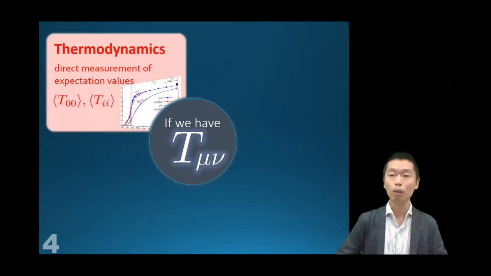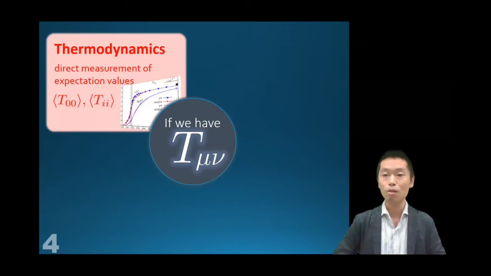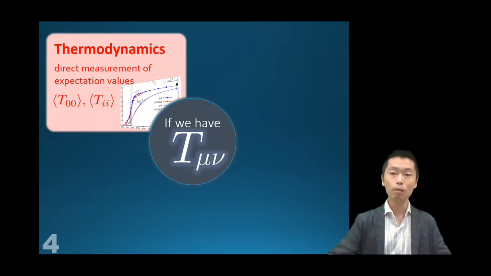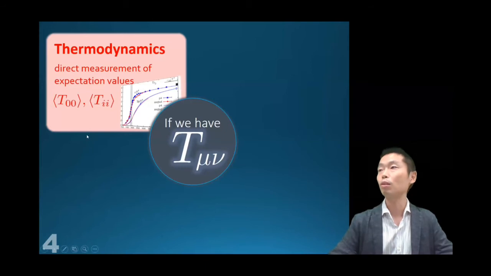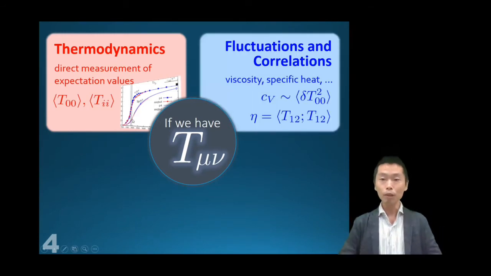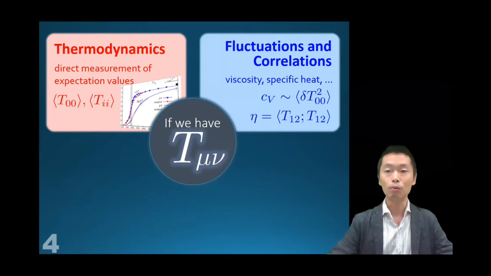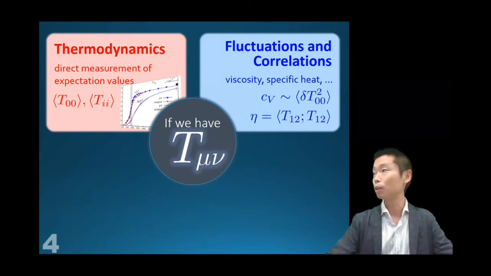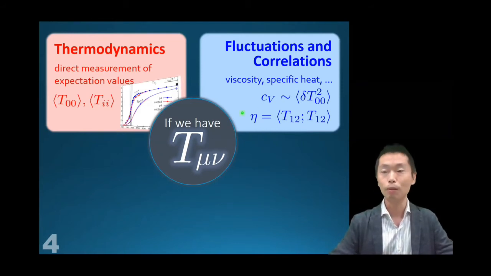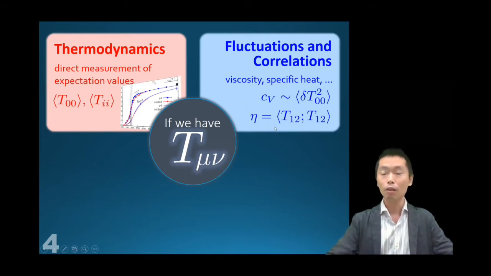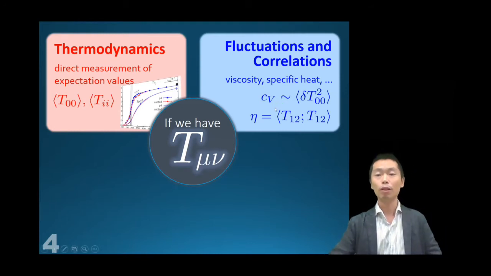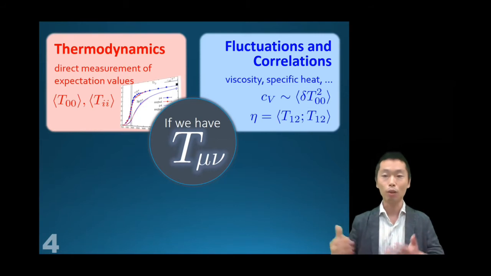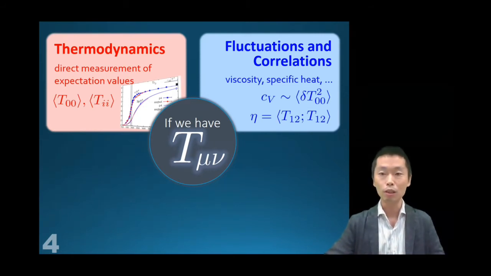The first one is thermodynamics. Of course, the analysis of thermodynamics on the lattice is well established. But if we have the EMT, thermodynamics can be measured by just taking the expectation values of its components in this way. And also, the correlation and fluctuations of the EMT are connected to many important quantities in physics. One example is, of course, the viscosity, which is a very important quantity in understanding heavy ion physics. And also, the fluctuation of the energy is related to the specific heat. And similarly, fluctuations of various channels are connected to thermodynamic quantities. So this is another interesting application.